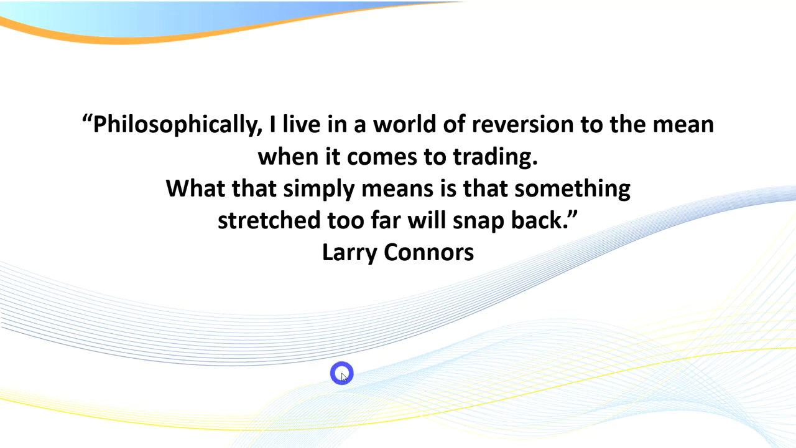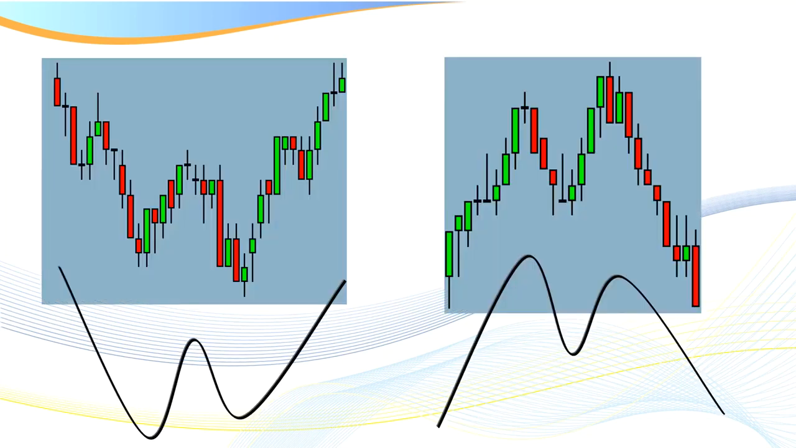Now Larry Connors has said this, that philosophically, I live in a world of reversion to the mean when it comes to trading. What that simply means is something stretched too far will snap back, and that's where we come to the T3, and I'll show you some of these classic moves in a moment on the charts. So if we look at what makes up divergence, now we're going to talk about standard divergence today rather than hidden divergence. I've never really been a big hidden divergence student or fan. I love standard divergence.